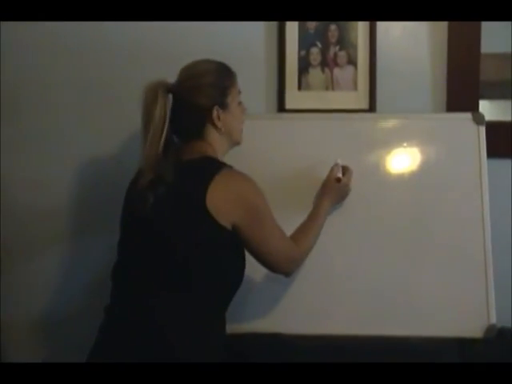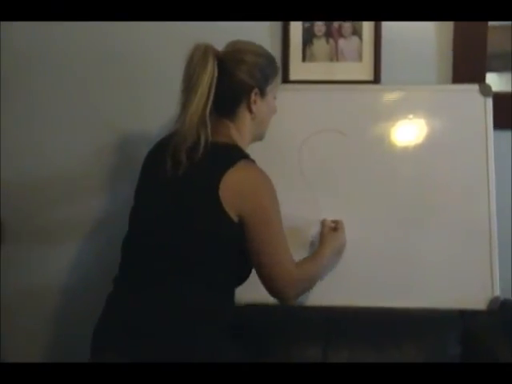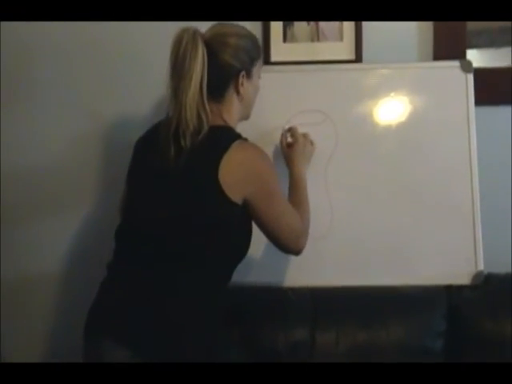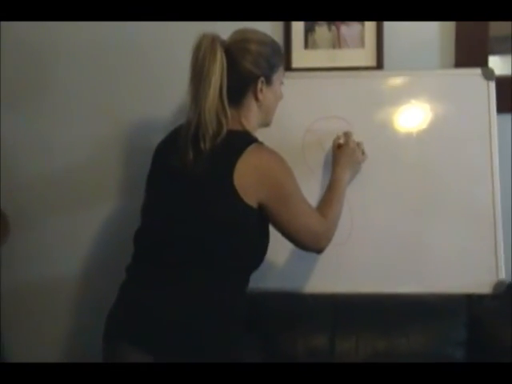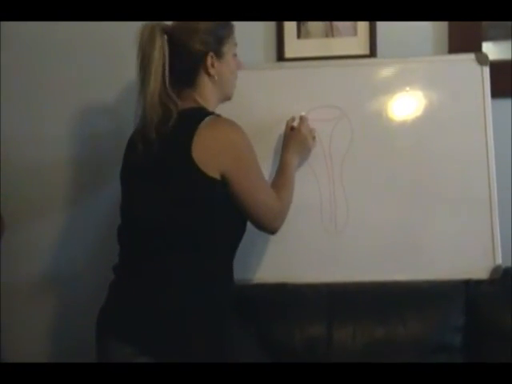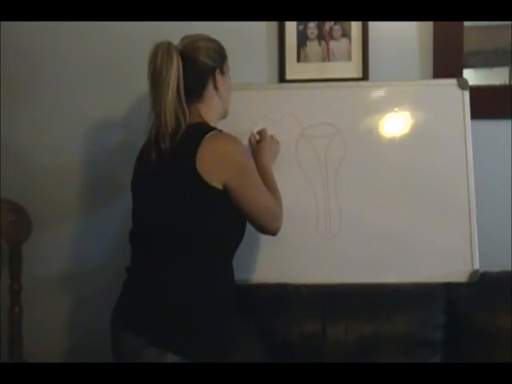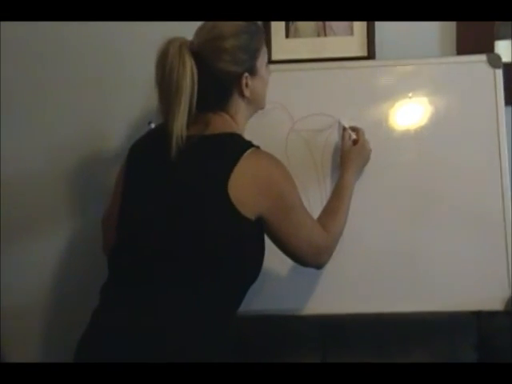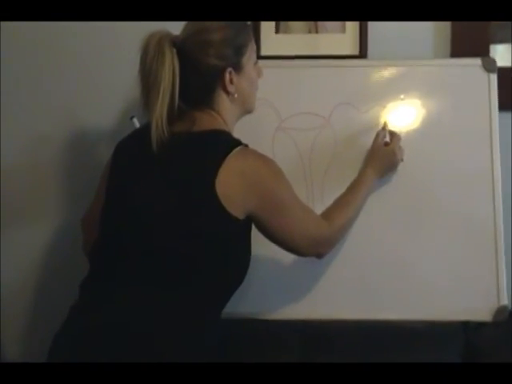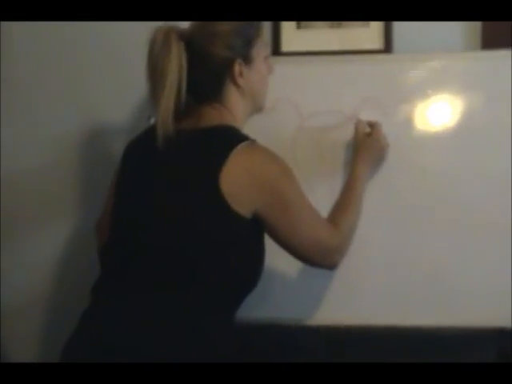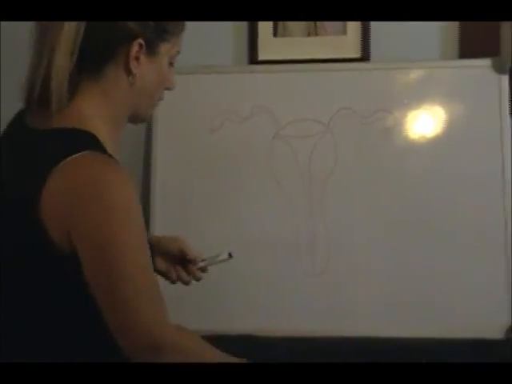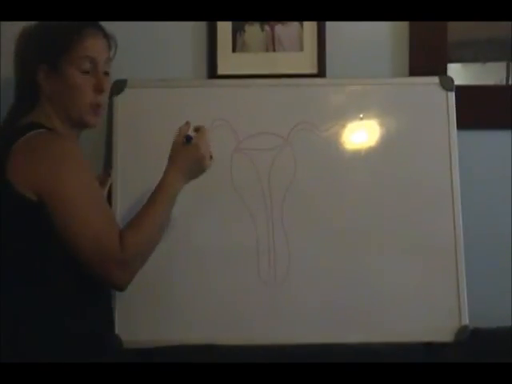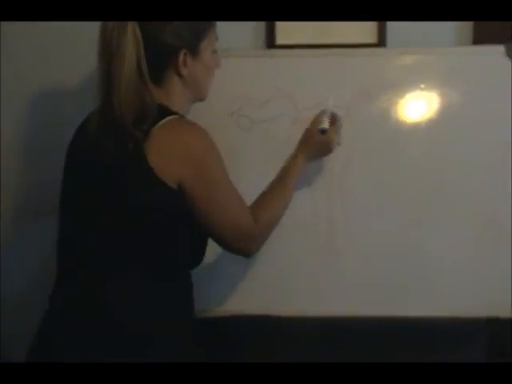The ovaries are located on either side of the uterus. There are two fallopian tubes that go on either side. This is where the egg will actually travel once it's released from the ovary. And the ovary is just a small oval shape that is not actually attached to the fallopian tube, but it's close.